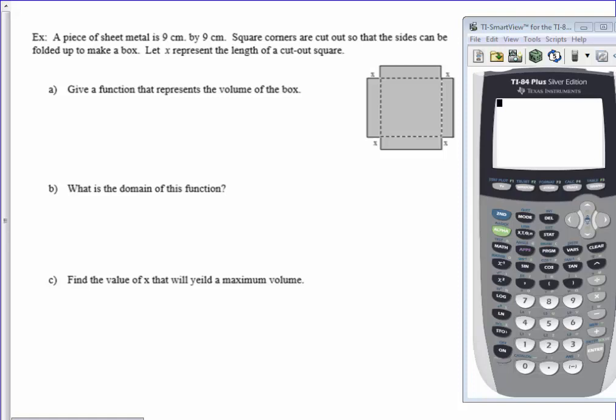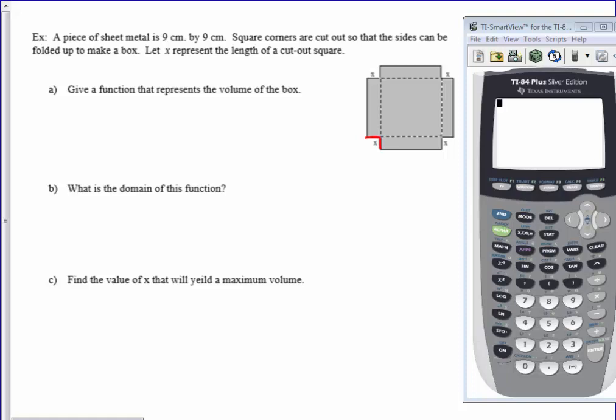And so you see over here in the picture that they have provided that they have let the length x be the length here that we're cutting out. So if we were going to see the squares, that's what they would look like, but then you cut them out, and so the length and width of those squares are x. First question is, give a function that represents the volume of the box.